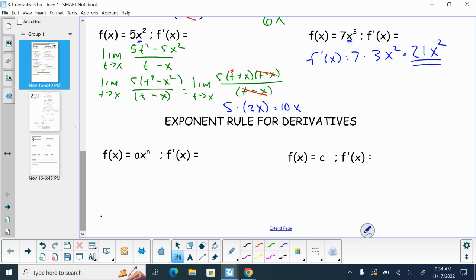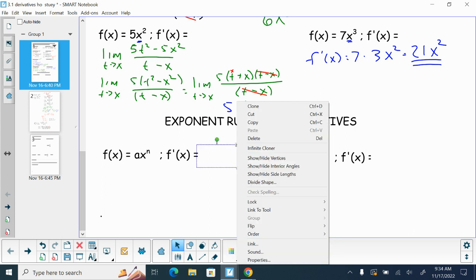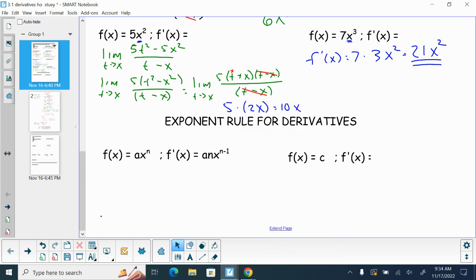If I'm in the form a x to the nth power, and it must be in this form, a times x to the nth power, and I want to find my derivative, I can find it by taking my coefficient a, bringing my exponent out front, so I have a times n, and then x to the n minus 1 power. So I multiply my exponent by my coefficient, and drop my exponent by 1.